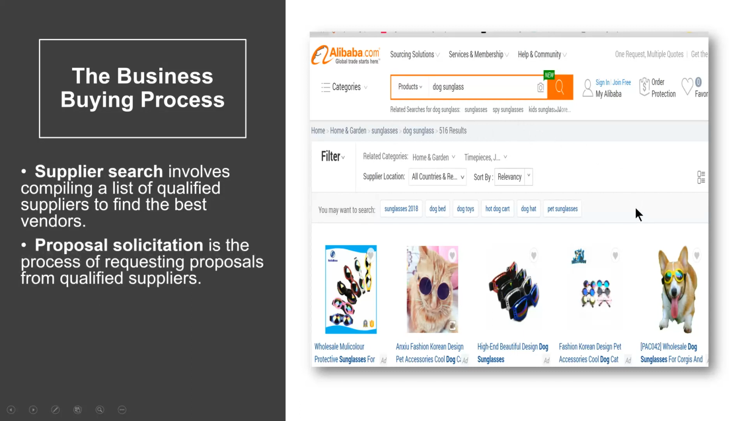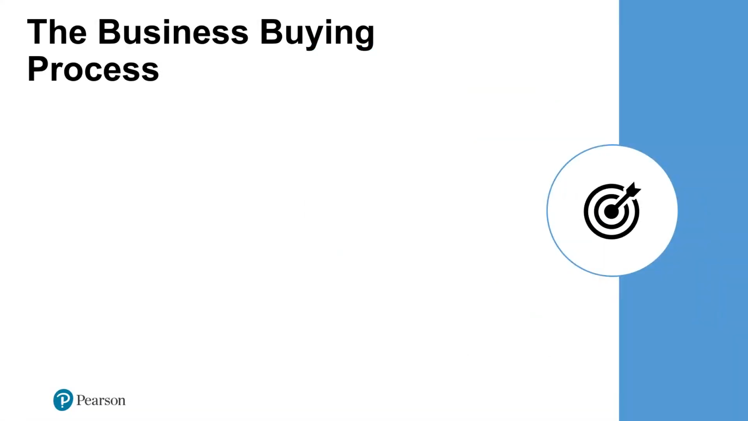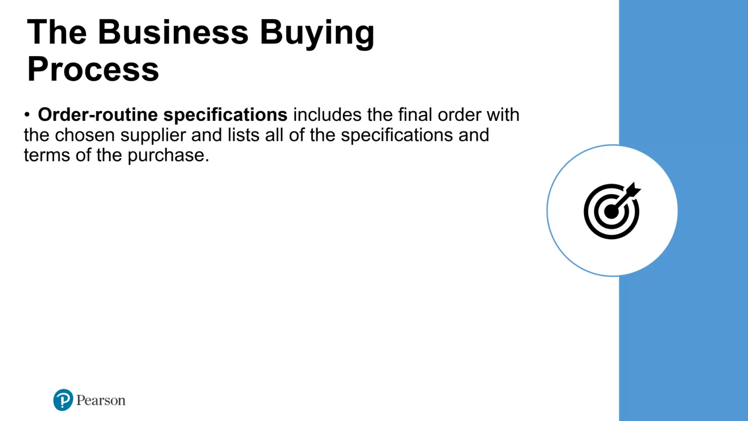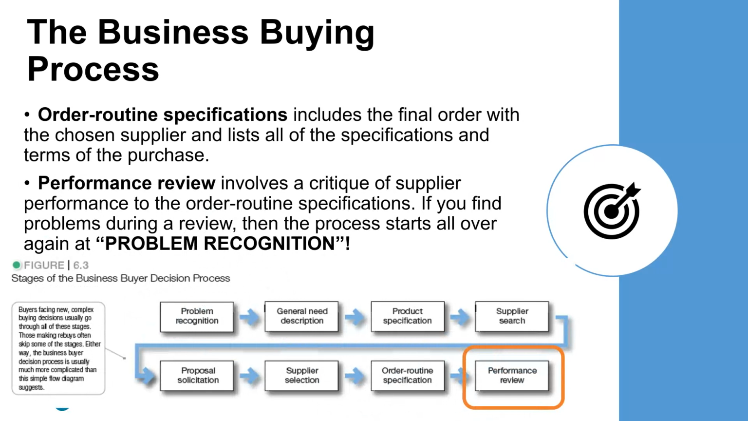So she sends out her proposal, and the suppliers come back and tell her what the end pricing is going to be. So she qualifies the suppliers, and then she finally decides on a specific supplier. She's going to go with wholesale multicolor protective sunglasses because they provide a lot more selection, and she can grow with them. And she's going to go purchase it through Alibaba. So from there, she's going to order routinely, and she's going to conduct performance reviews.